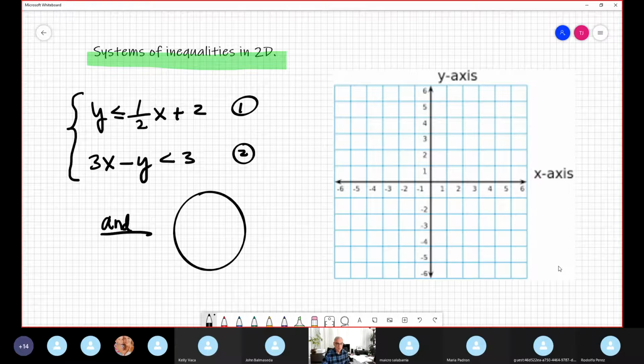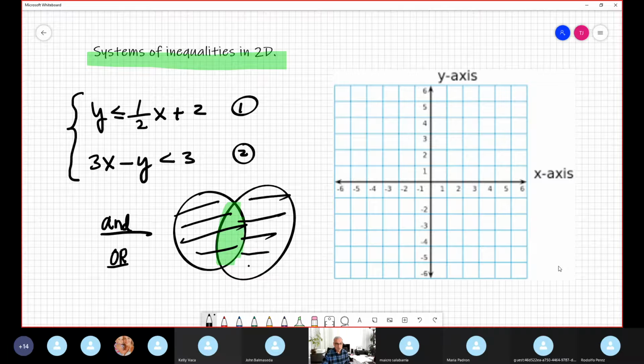Suppose that we have one region and another region, and the intersection is the common part. When it's "and", is this the only possibility? No. Another possibility is "or", but this is very weird. "Or" is union, this and this together. But this is weird. The intersection: satisfy this and this.